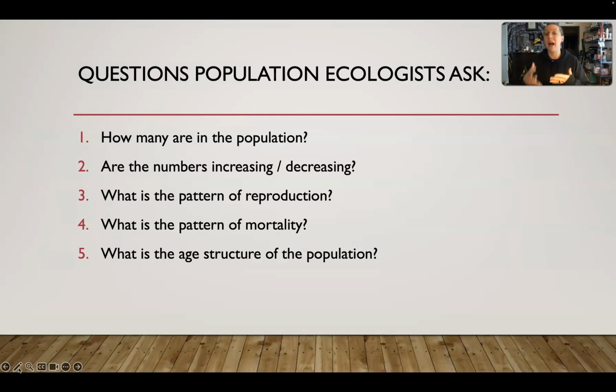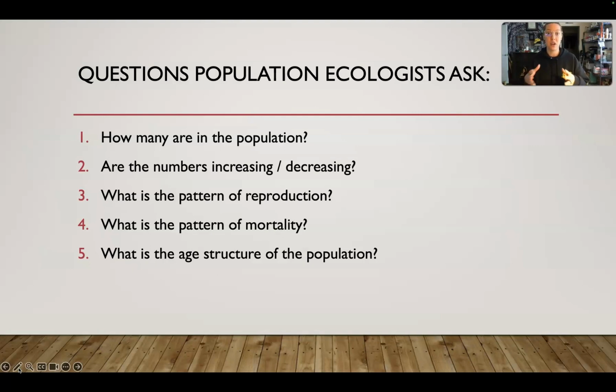Additionally, what is their pattern of reproduction? So is it just a straight up offshoot? Is there something that limits those patterns? What's going on here? And then these last 2 questions, population ecologists do often ask. However, we are not really going to touch into these ideas in this particular class.